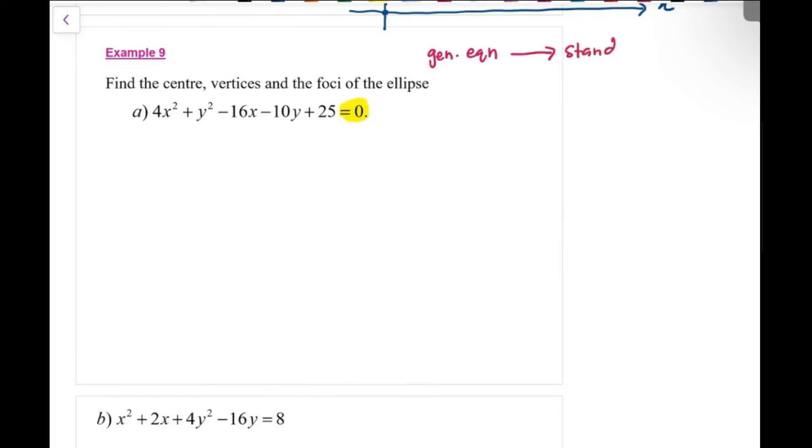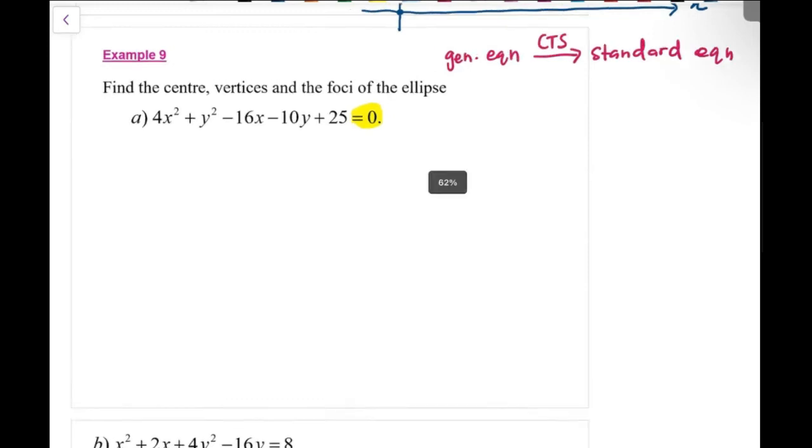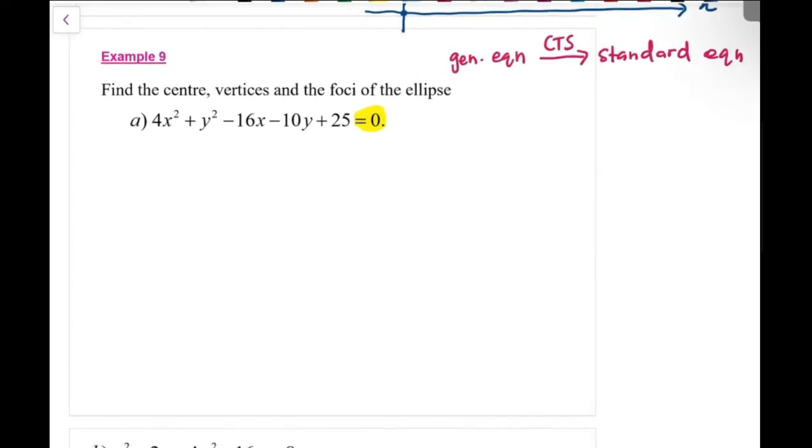Okay, so to convert into standard equation, tak ada cara lain. You must perform completing the square. Mesti guna CTS. Tak ada cara lain. Okay, so recap back lah. In circle, kita dah recap CTS. Harapnya kat sini awak ingat lagi macam mana nak buat CTS. So, back to the basic.